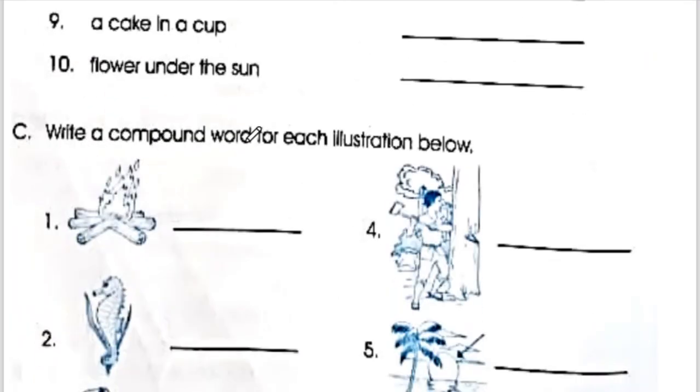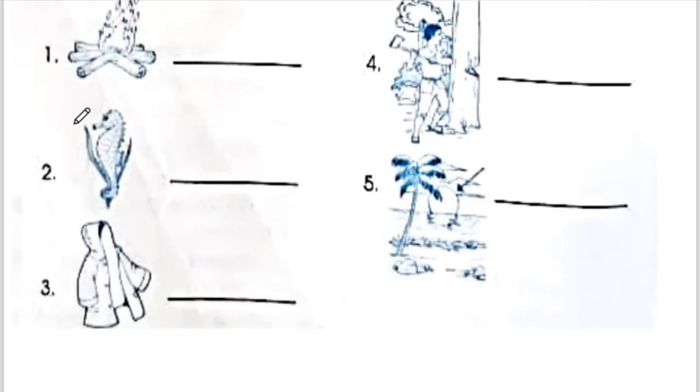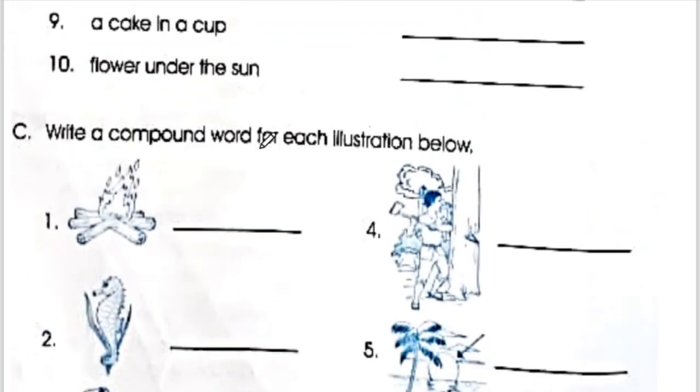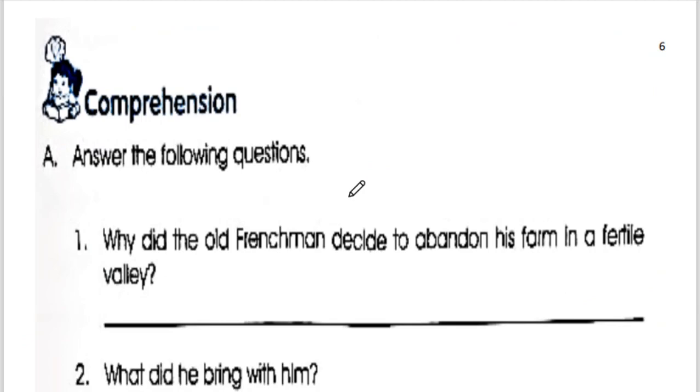Next, Activity C. Write a compound word for each illustration below. Number 1. I will give you a bonus for number 1. Let's say, firewood. Just like that, to make it a compound word. So you will be the one to answer for the next numbers, number 2, 3, 4, 5. Number 1 is already done for you. Next, let's proceed to the next page of our module.